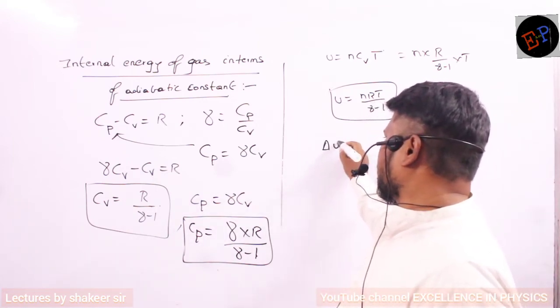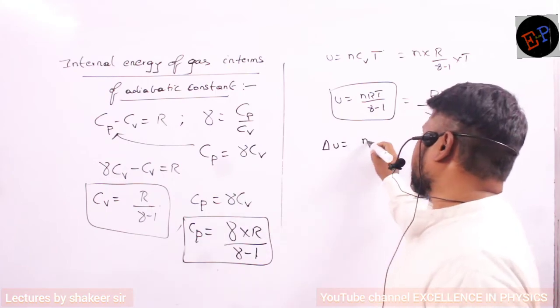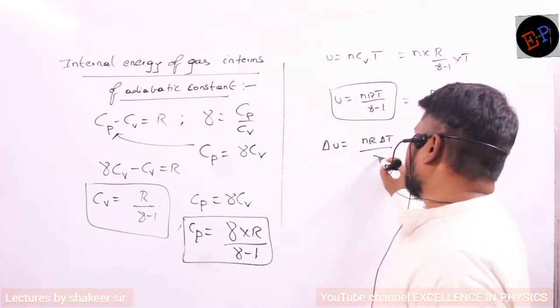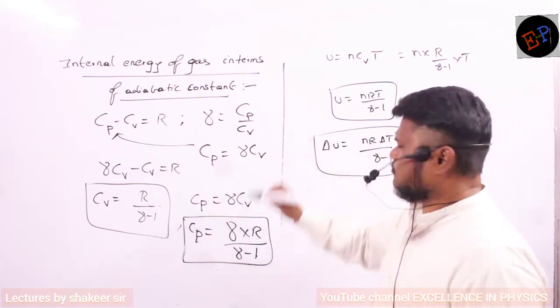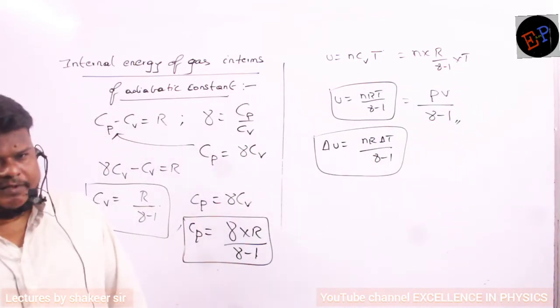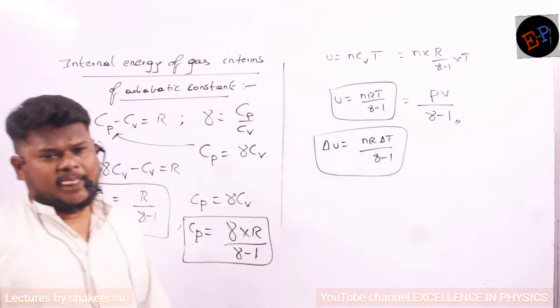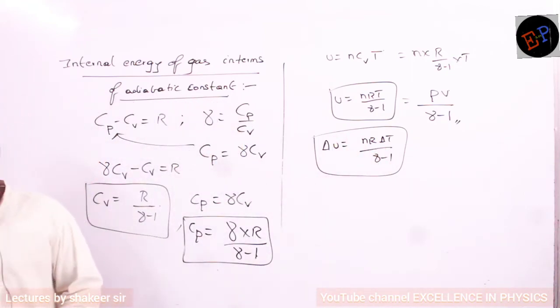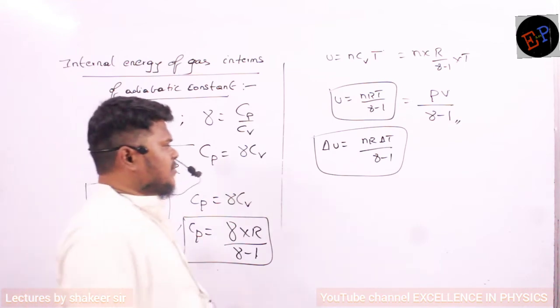Similarly, delta U, how can I write it? Delta U can be written as nR delta T divided by gamma minus 1. I can write like this also. That's all. Change in internal energy is because of change in temperature, so nR delta T divided by gamma minus 1. Is it clear?